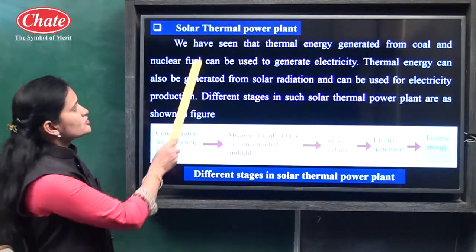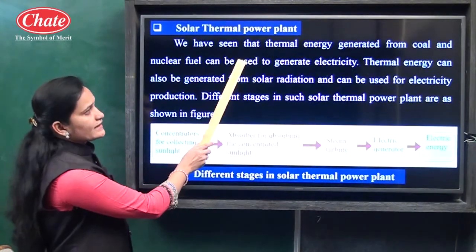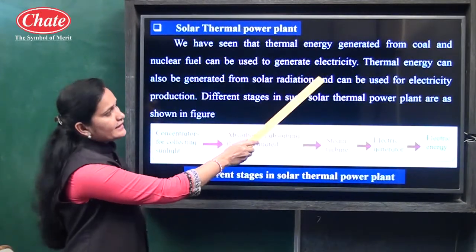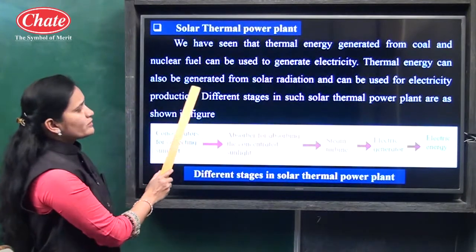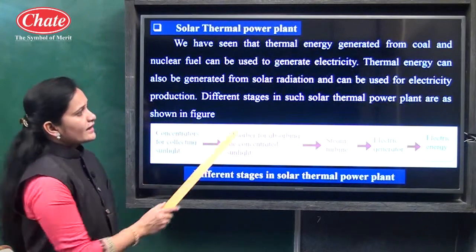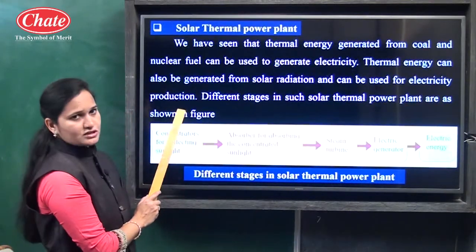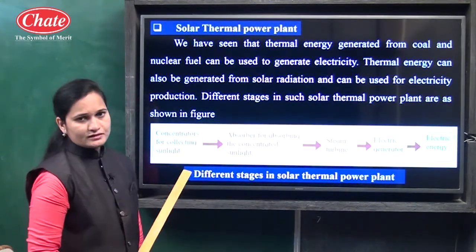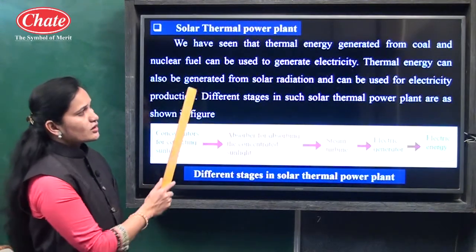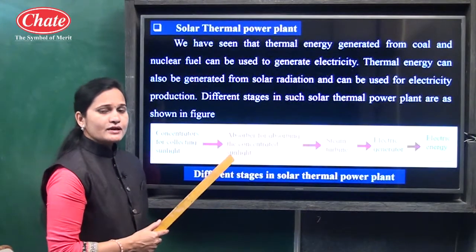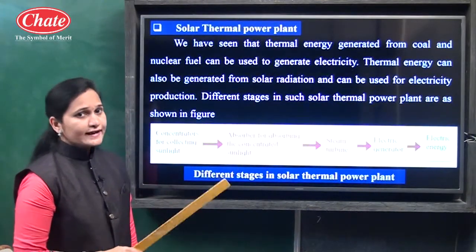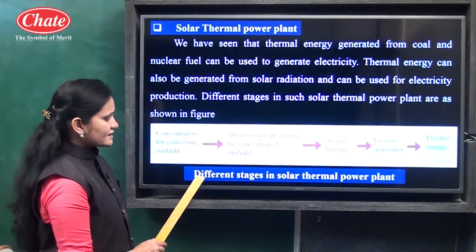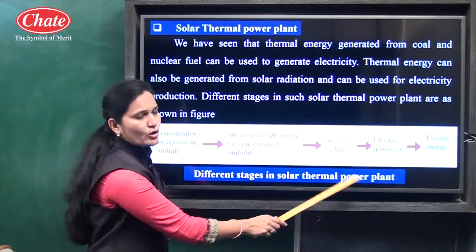Now let us see the next point, the solar thermal power plant. We have seen that thermal energy is generated from coal and nuclear fuel, and it can be used to generate electricity. Thermal energy can also be generated from solar radiation and can be used for electricity production. Different stages in such a solar thermal power plant are as shown in the figure. It means first we convert the solar radiation into thermal energy, and this thermal energy we use to produce electrical energy. Now, related to that, one chart is there. Observe this chart carefully. What can you see? Different stages in a solar thermal power plant.